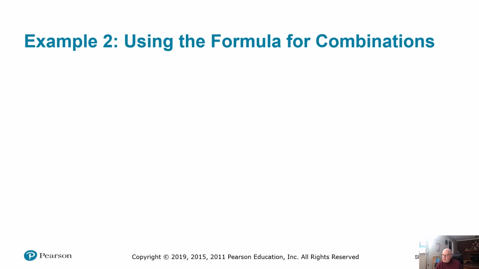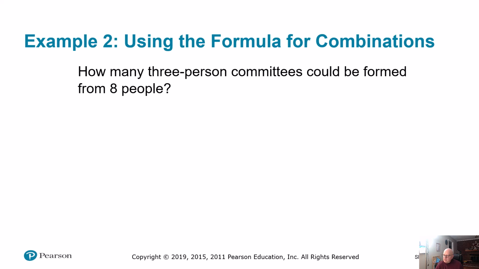Okay, so let's use that formula. See if you can do this. I suggest you give this a try yourself. So hit pause, see if you can get the answer to this one. We want a 3-person committee and we have 8 people to choose from. How many ways can that be done?